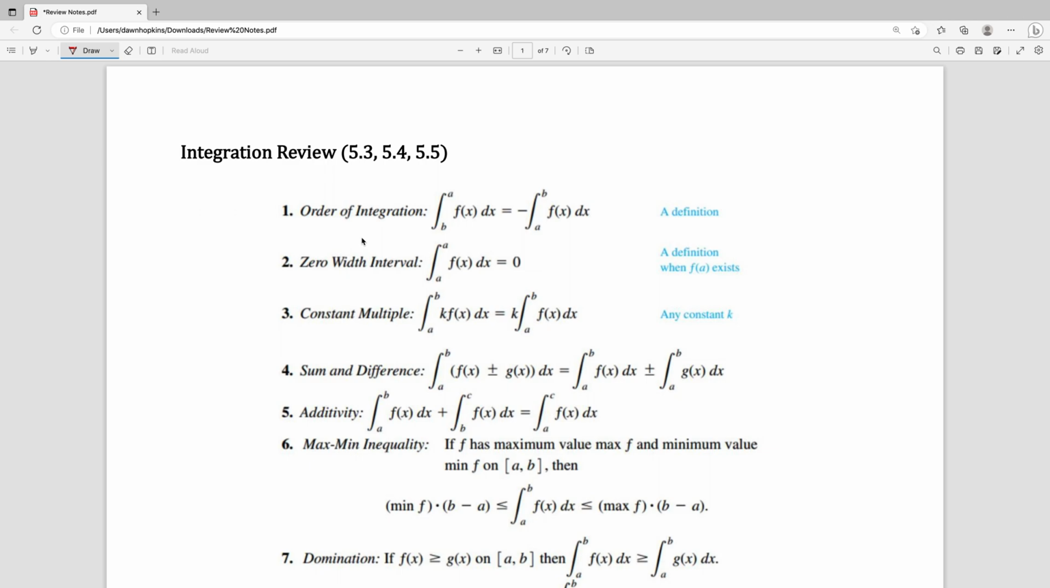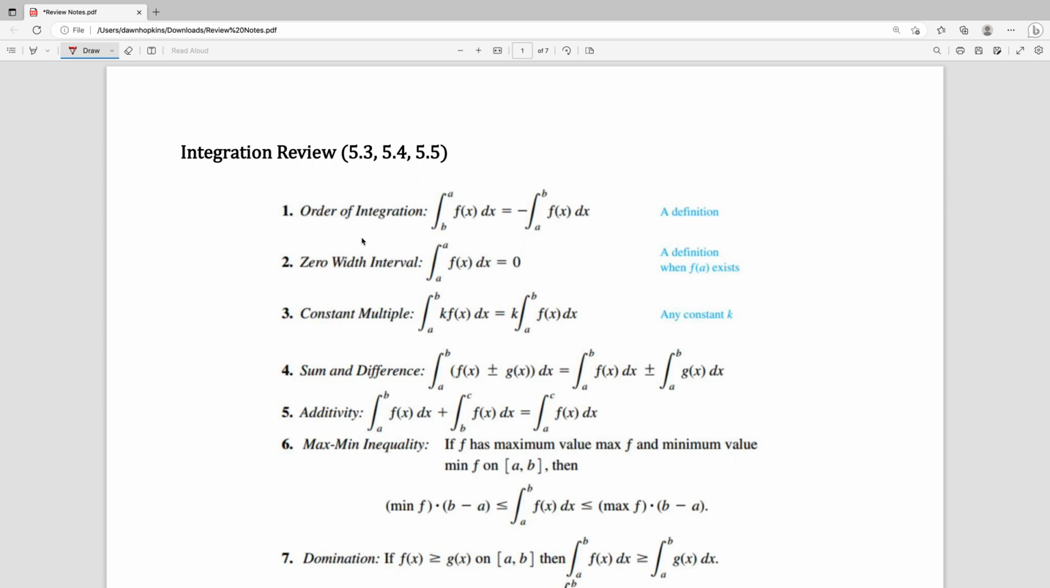Welcome to Calculus 2. This is Math 2262. Before we start on the new material, I want to do a somewhat quick review of what should have been covered at the end of your Calculus 1 class. And we're looking at integration.